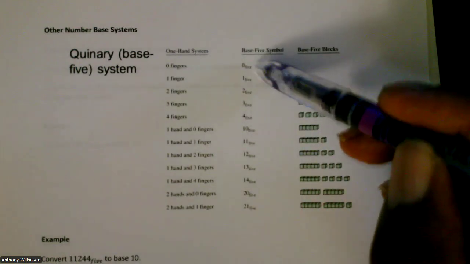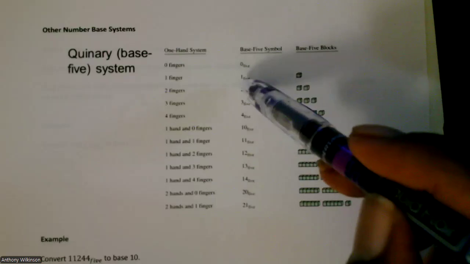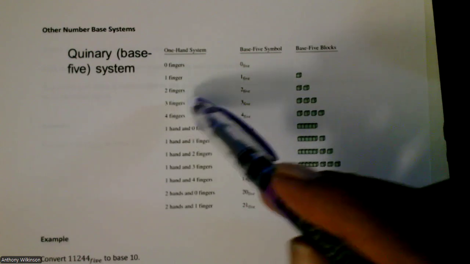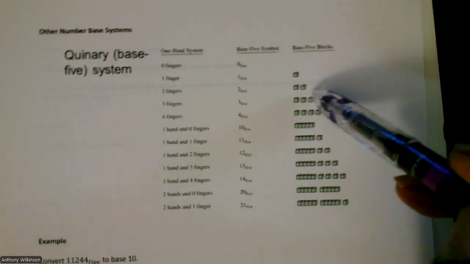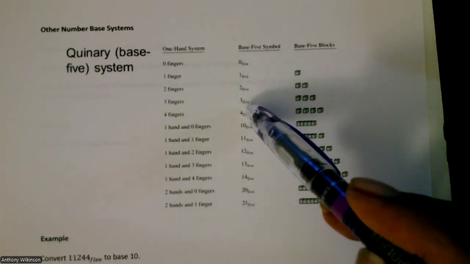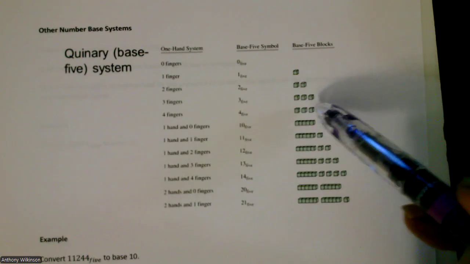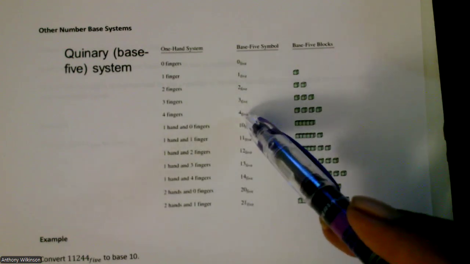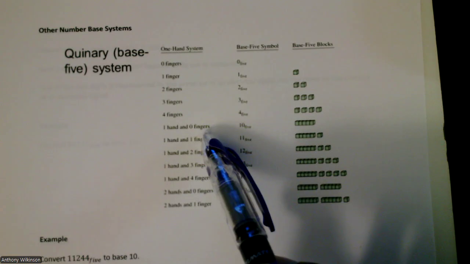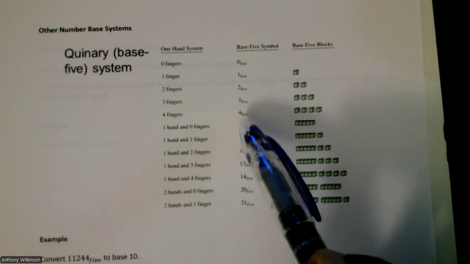With the one-hand system, 0 fingers would be 0 with the base of 5. 1 finger will be 1 base 5, which will look like this. 2 fingers will be 2 base 5, and with 2 blocks. 3 fingers will be 3 base 5, or 3 blocks. 4 fingers, or 4 base 5, will be 4 blocks. But now for 5, it will be 1 hand with 0 fingers. So that will be 1, 0, base 5.